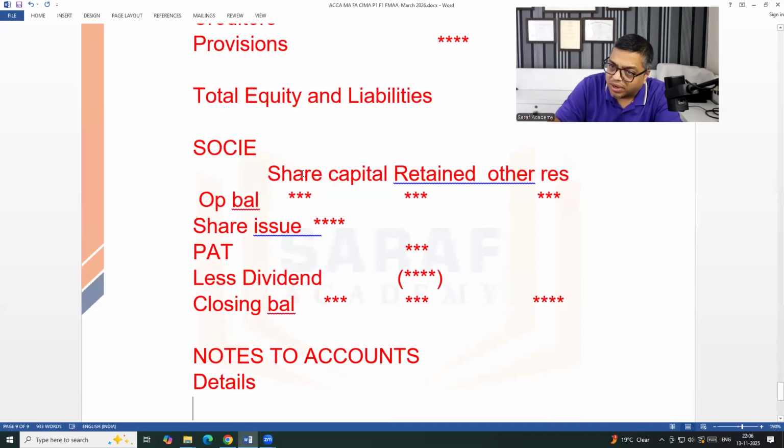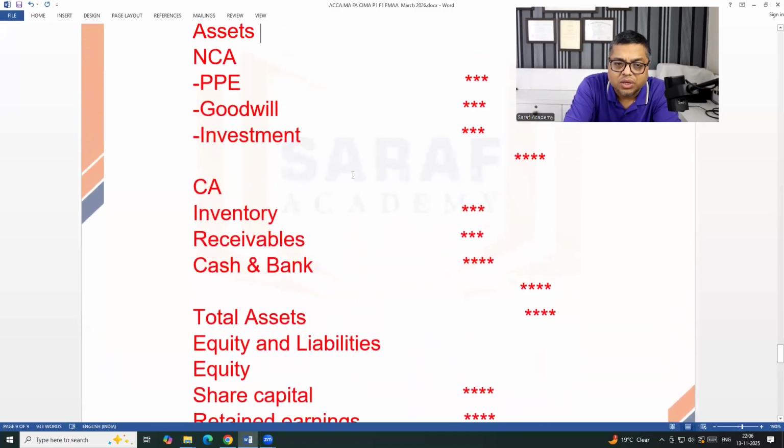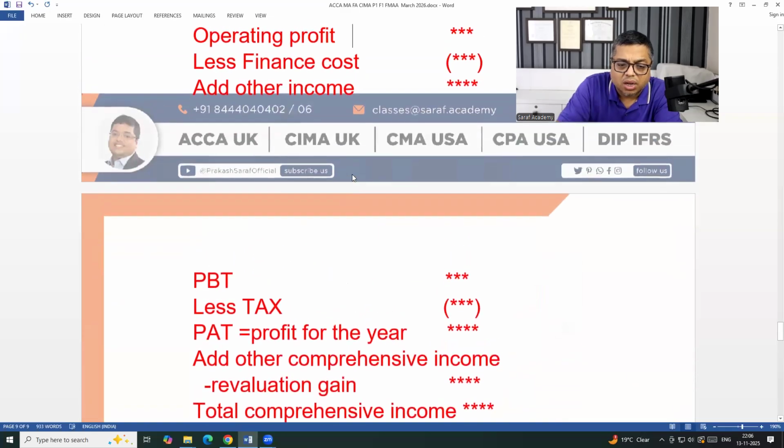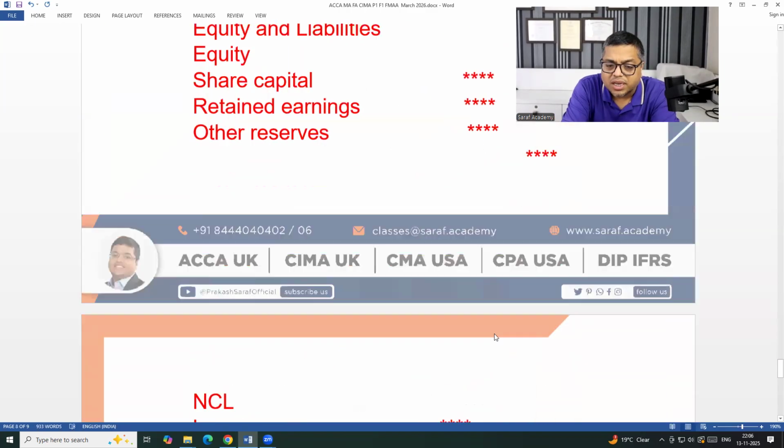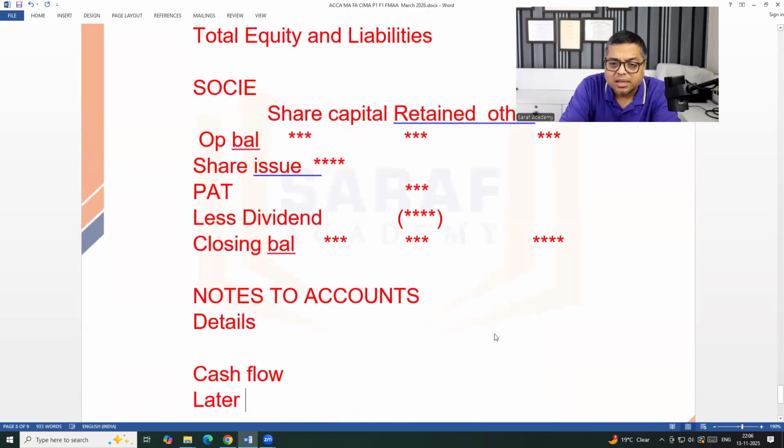This is prepared by every organization, like Saraf Academy also. We are making columns: share capital, retained earning, reserves, maybe other reserves also. They have an opening balance. At the beginning of the year, what was the balance? During the year, maybe there is a further share issue. During the year, we have generated income. The profit and loss account has given you this income, not other comprehensive, this income which is realized. This income which is realized, you will add here in the retained earning.